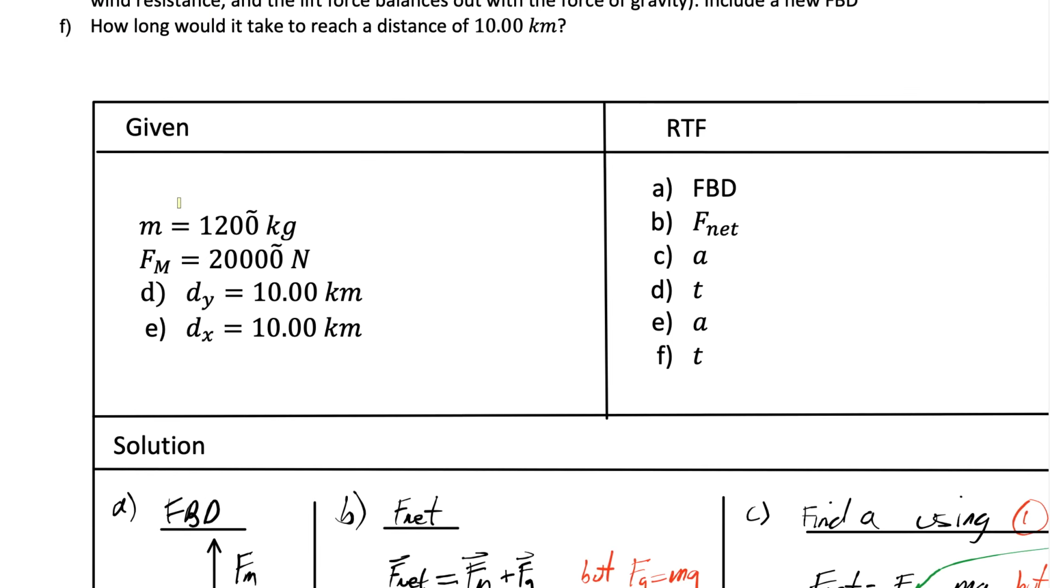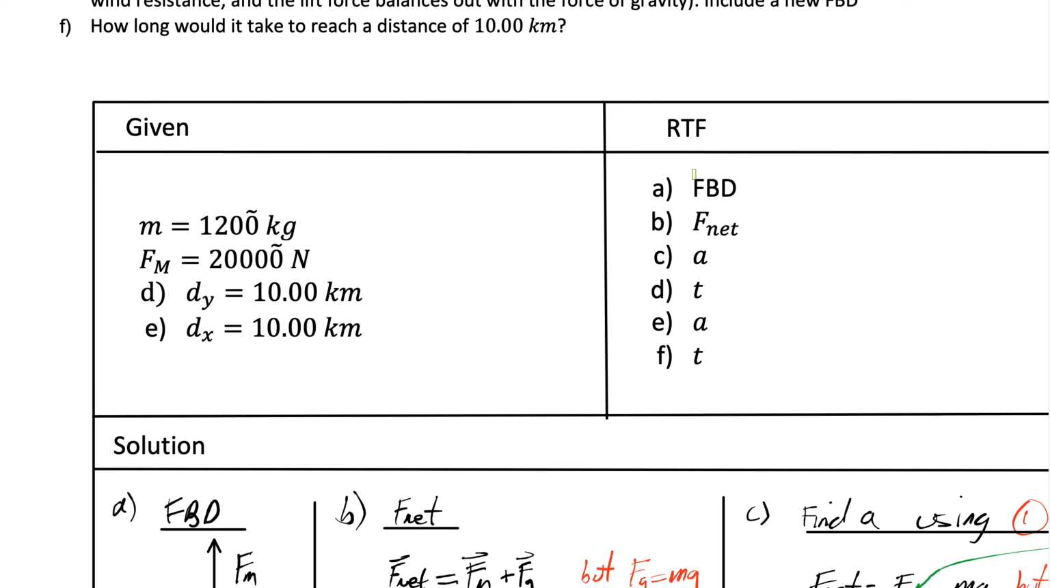Okay, so here's what we know. We know that the mass of our missile is 1,200 kilograms. FM stands for the force of the missile. It's technically the thrust, but we'll just call it FM for force of missile. And that's 20,000 newtons. In part D, notice I put a subscript Y, and that's because it's trying to reach an altitude of 10 kilometers. That means it's going up. But in X, it's covering a distance along the ground of 10 kilometers. So that's an X-axis thing. Sorry, part E, it's along the X.